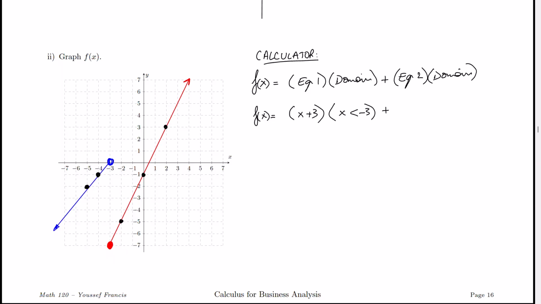And then I'm going to have to put a plus sign and type in the second equation, which was 2x minus 1, along with the corresponding domain for that equation, which is x bigger than -3. So for me, basically, the yellow equation will be first along with its domain, and the blue equation will be second along with its domain. So let's see how you can type all this into the calculator. I'll show you the steps next.